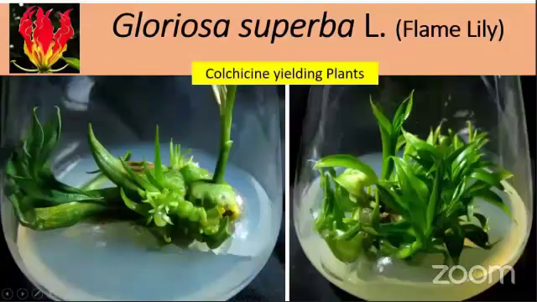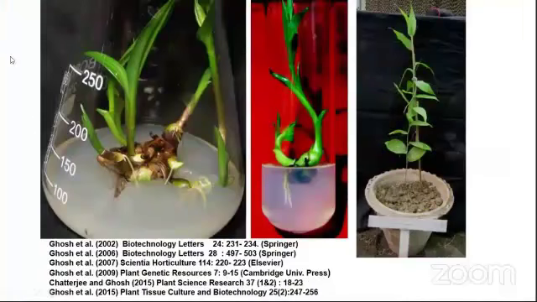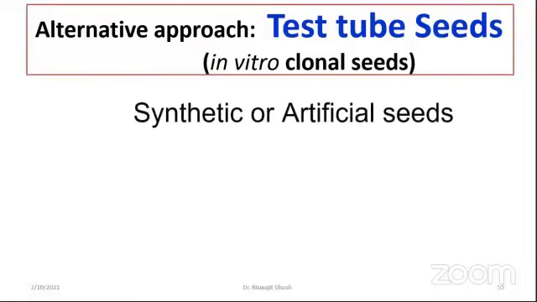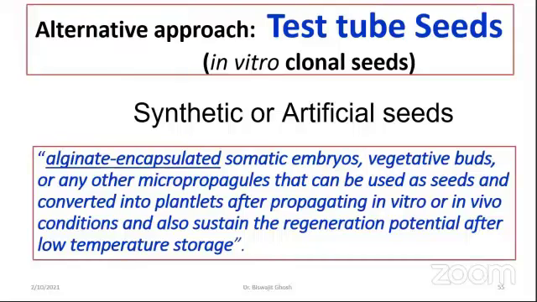We can establish an in vitro or tissue culture system to propagate a huge number of Gloriosa superba in culture, and these plants also synthesize colchicine in their rhizomatous part. You see in the in vitro condition, rhizomes are developed, and the root system also develops and we transfer them to the field condition. So this is another way by which we can conserve elite genotypes or threatened plants in vitro, which is not possible or does not propagate properly in the field condition.